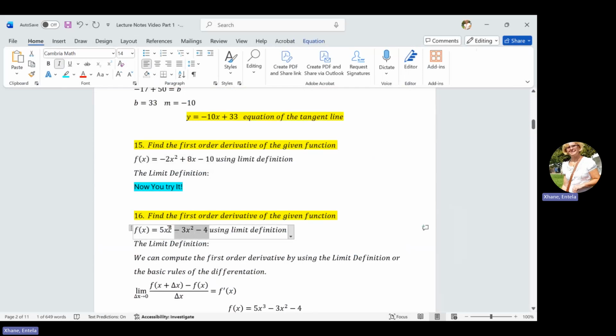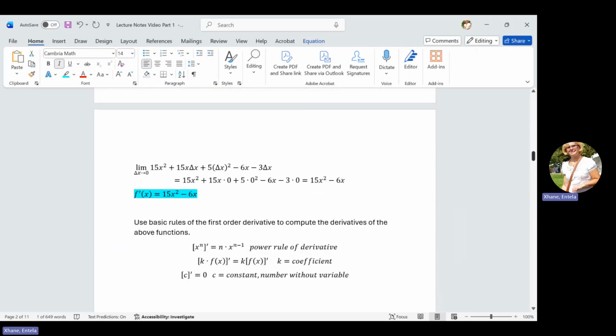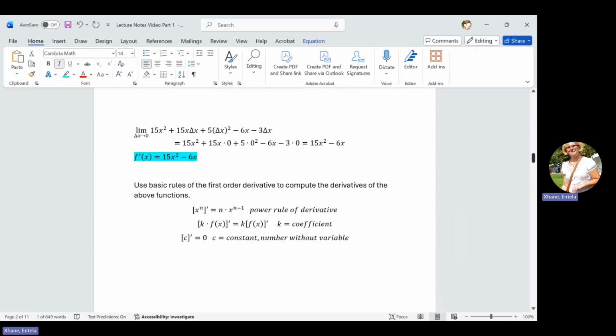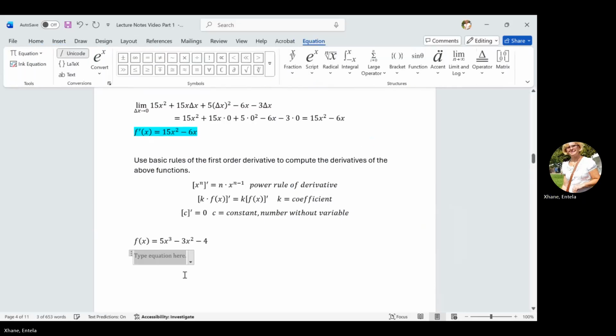You practice on this one on your own. So I'm going to do this one, and you're going to see if I get the same outcome. Remember, the outcome is 15x squared minus 6x. So now let's try to do this using the basic rules of the first order derivative. So we're trying to find f prime of the variable x.